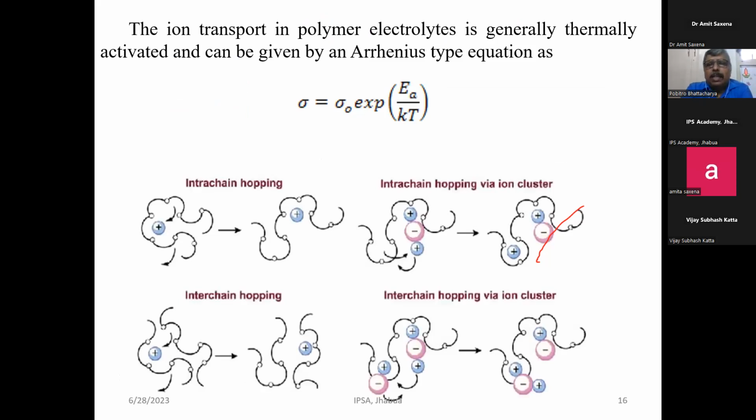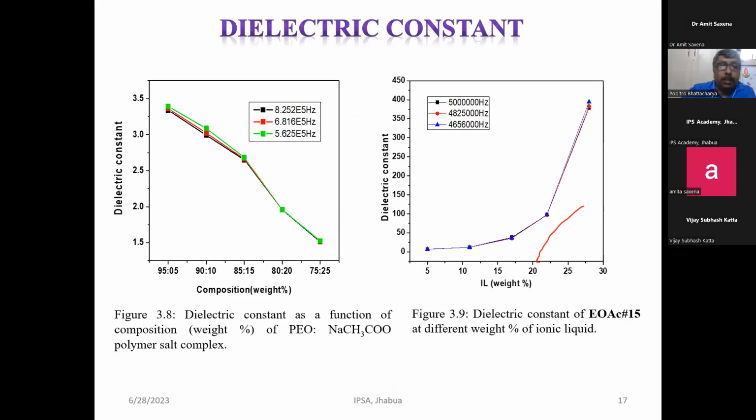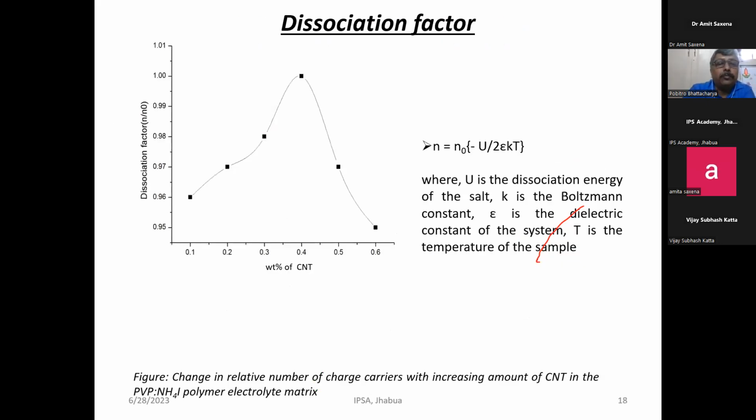This diagram again indicates some interchain and intrachain hopping that I already talked about. These are some routine type of measurements of the dielectric constant, how the dielectric constant varies with composition, because the dielectric constant is a direct measure of the charge collected inside. And then one must know how the dielectric constant is varying.